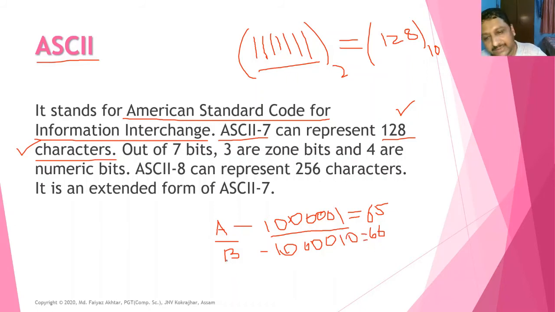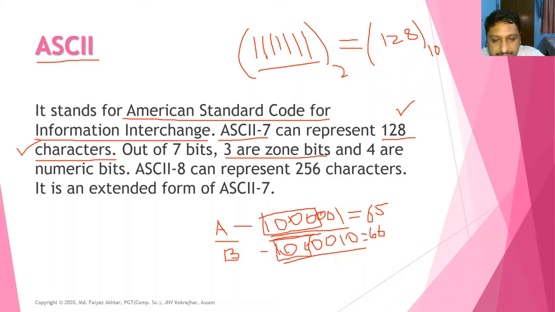And similarly, for other symbols of alphabets, it is given the code like this. Okay, so in ASCII 7, first 3 bits are known as zone bits. This first 3 bits, okay, this first 3 bits are known as zone bits.